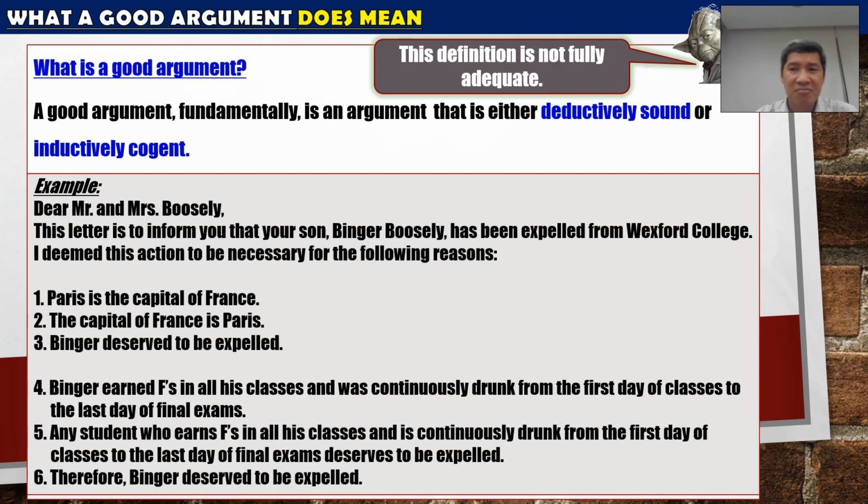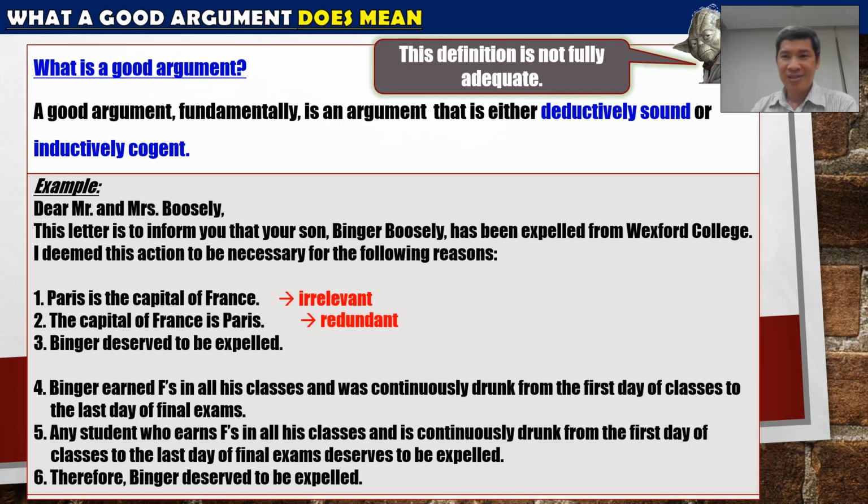We have enough premises, reasons to get to the conclusion, right? But what's wrong with this argument? We have enough evidence already. We have sufficient evidence to go to the conclusion already. Then what's wrong with this argument? Number 1, it's not relevant, right? Paris is the capital of France. What is it here? It has nothing to do with the conclusion.